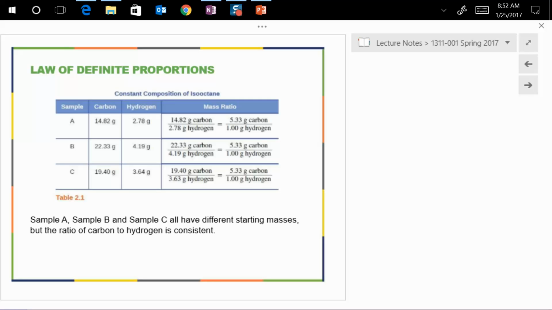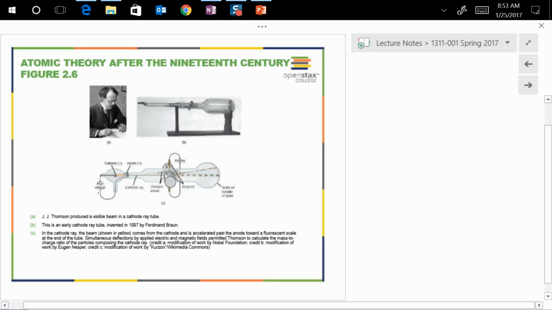So here, different amounts of carbon and hydrogen. Okay? But if we look at the ratios of those, so 14.82 divided by 2.78, or this divided by that, this divided by that, 5.33 divided by 1, 5.33 divided by 1. So they're in those exact same ratios, okay? So this is showing us that the composition of these would be the same from one sample to the other, okay? It's in definite proportions.